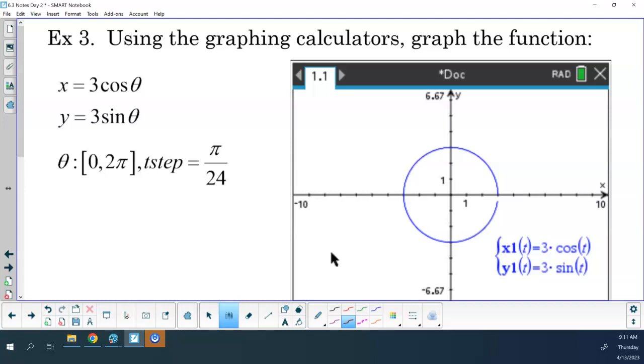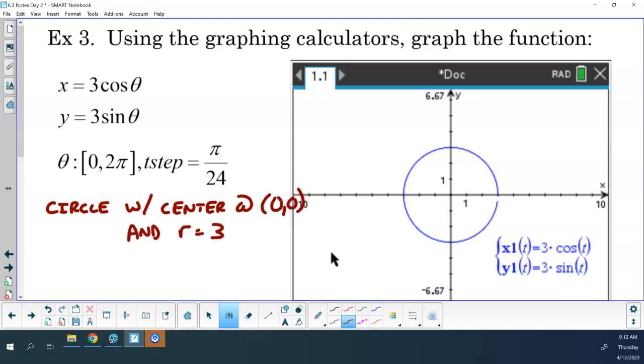So what figure is that? What geometric figure is this graph? Circle? What can you tell me about this circle? It's got a radius of 3. Where's the center? So where do you think the radius part comes from in the equation? That number right there. Okay, that gets you the radius.